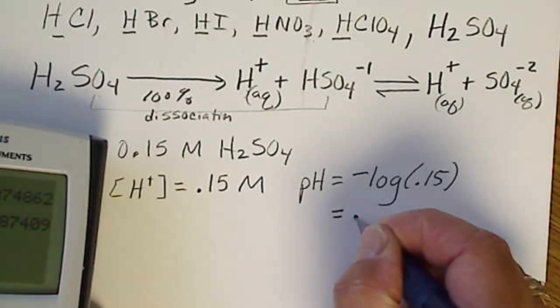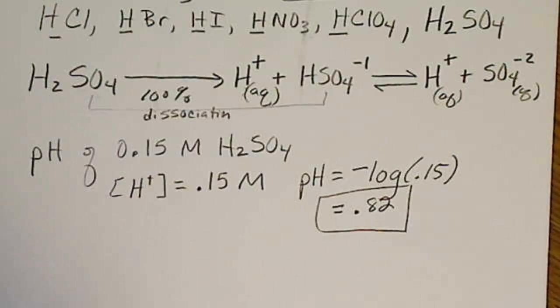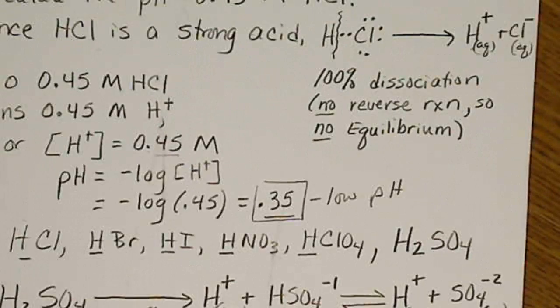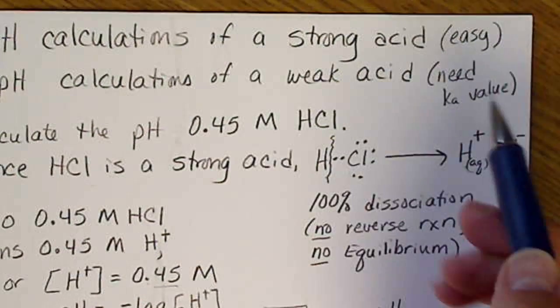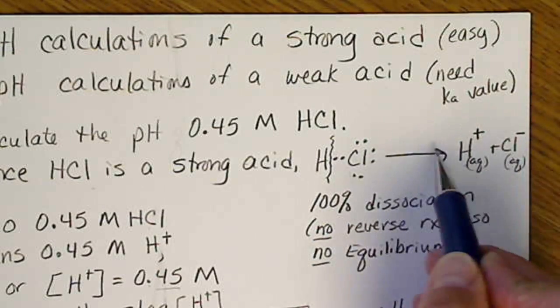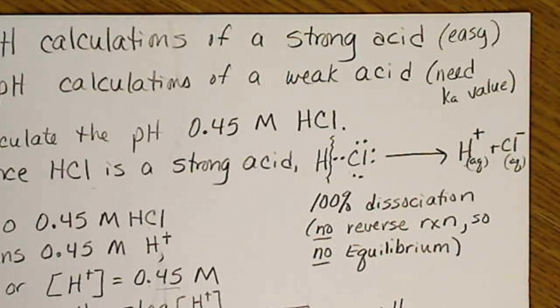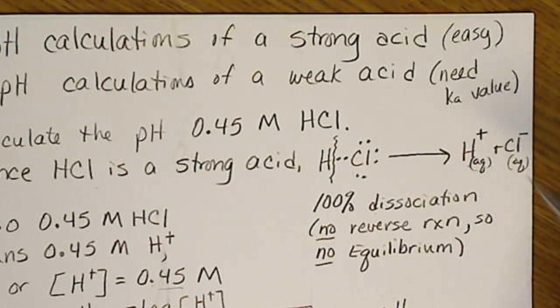Again, a low value for pH, which is what we would expect for an acid. What we're going to do next is calculate the pH of a weak acid. When we look at a weak acid, we're going to have to write the equilibrium. We should show that, so we'll show two arrows. And then we're going to set up the table and look at the equilibrium value for that dissociation.